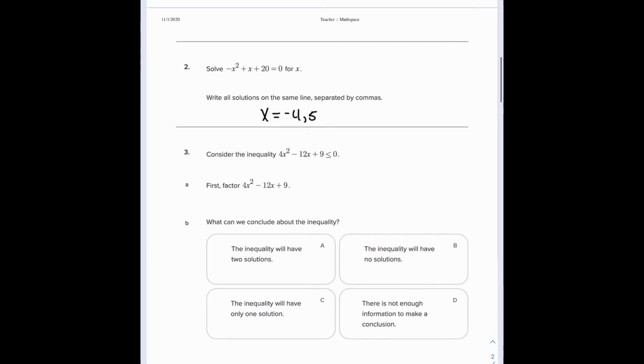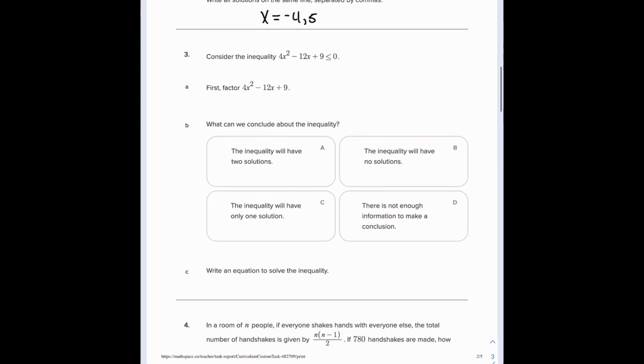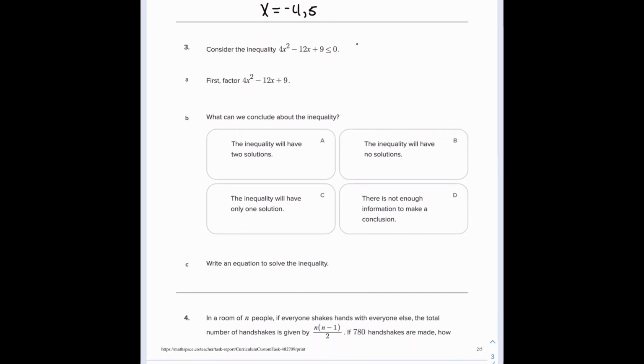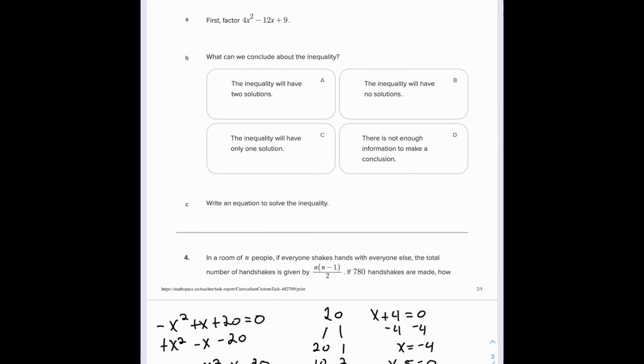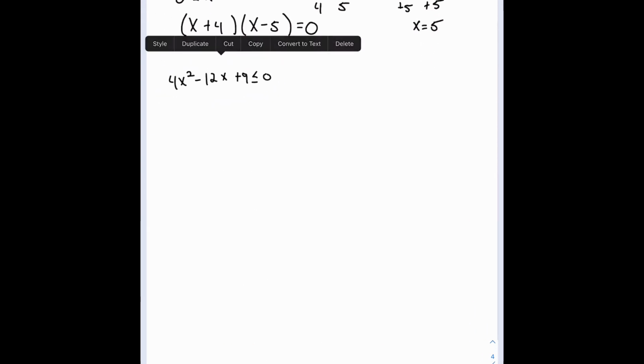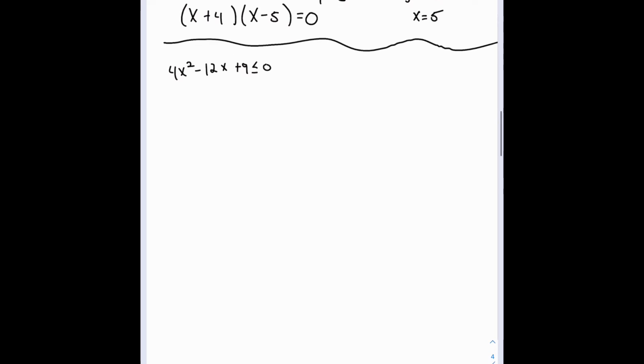All right, now let's take a look at number 3. For number 3, we're presented with this inequality: 4x squared minus 12x plus 9 is less than or equal to 0. The first thing we want to do is factor this inequality. So how do we do this? Well, remember the A times C method, where we'll put A times C up here and then B down here.